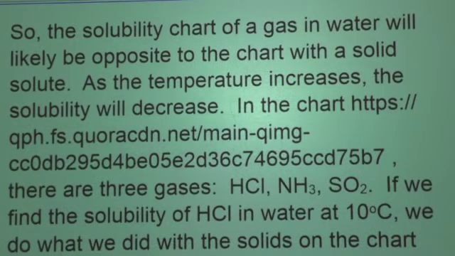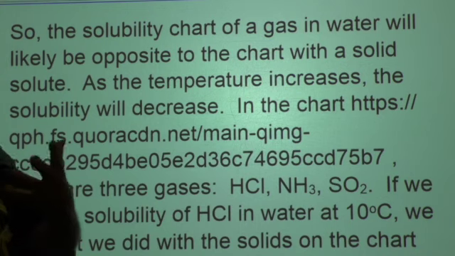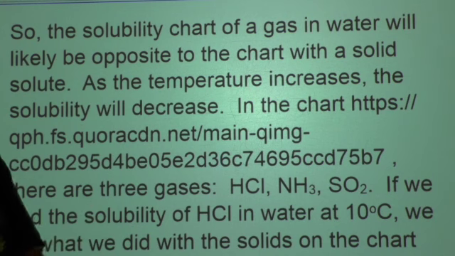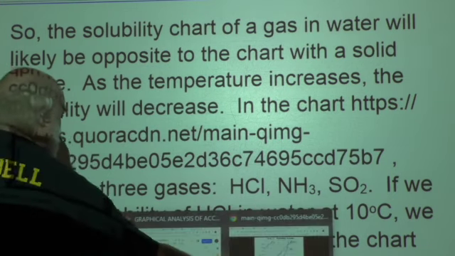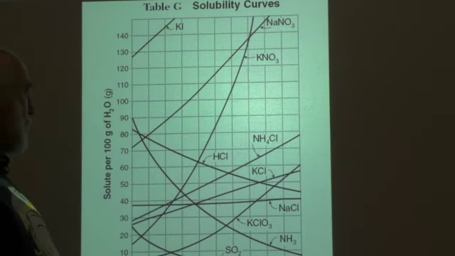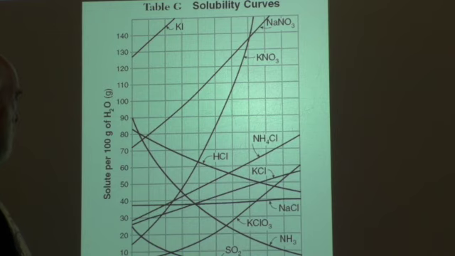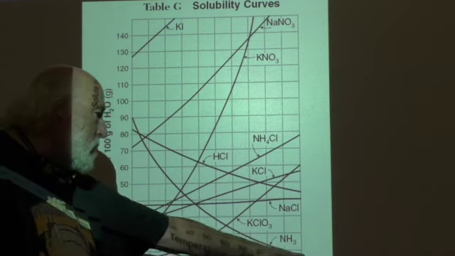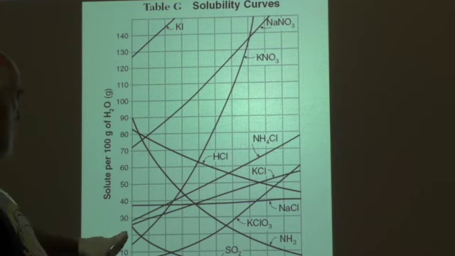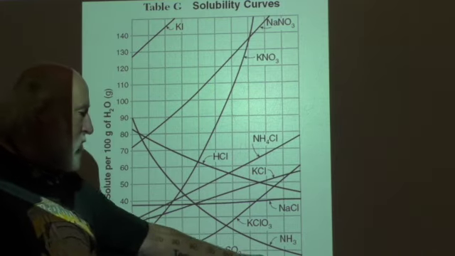So, the solubility chart for a gas in water will likely be opposite to the chart with a solid solute. Why? Because on the solubility chart for the solid, as the temperature increased, the curve went up, because it allows dissolving to take place through the collision between the water and the ionic crystal. Not the case for gases. Now, on that chart we were looking at for the last one, we identified the three gases. HCl is this curve right here. NH3 starts way up high and drops dramatically as it gets close to 100 degrees. And then sulfur dioxide drops quickly, levels out, and slowly decreases.